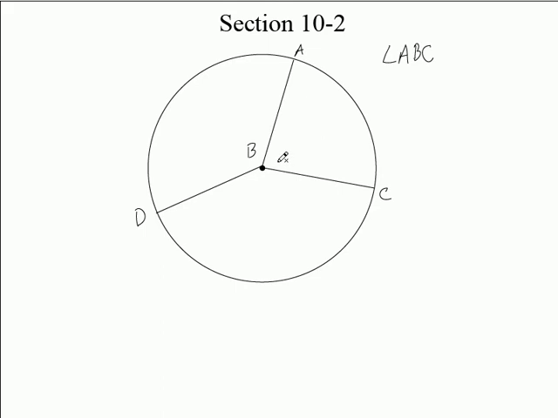Right here, I've got angle ABC. This angle right here would be angle ABD, and this angle right here would be angle DBC, or CBD, doesn't make any difference. What would the sum of all the central angles be? 360. Because if you added all these together, guess what you have? A whole circle. How many degrees in a whole circle? 360 degrees. So the sum of all the central angles is 360 degrees. Pretty simple. Agreed?